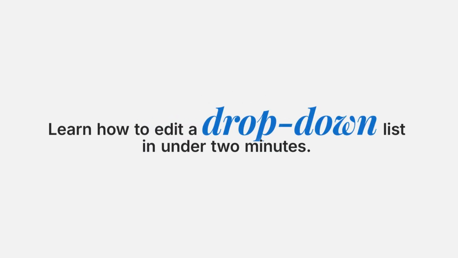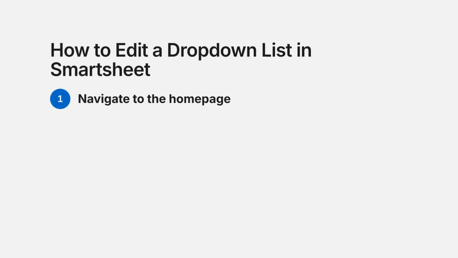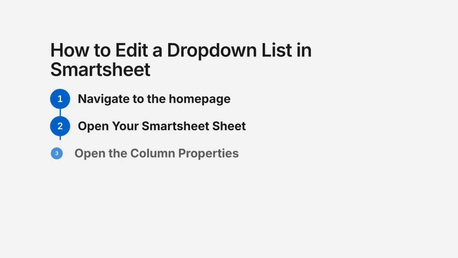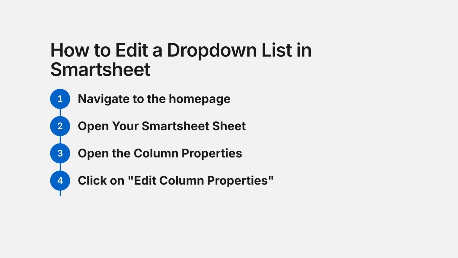Are you tired of manually typing the same data over and over in Smartsheet? Learn how to edit a drop-down list in under 2 minutes. First, I'll show you how to access the column properties. Then, you'll update the options and apply the changes.